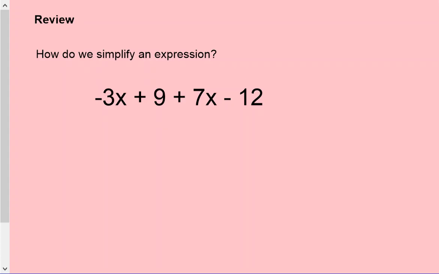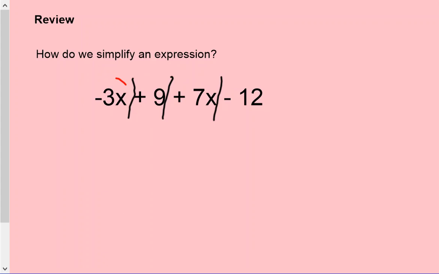Alright, first thing I would like to review from yesterday, how do we simplify an expression? Remember from our lesson from yesterday, the first thing we want to do when we're simplifying an expression is to separate all the terms. So in this expression we have 4 different terms, and after we get them separated, then we can go back and see if we have any like terms.